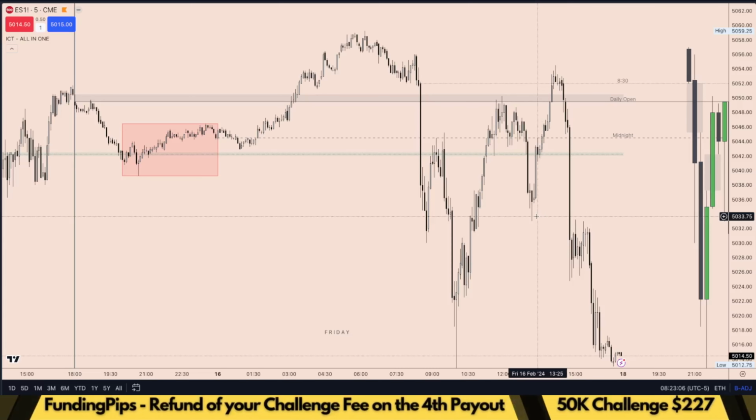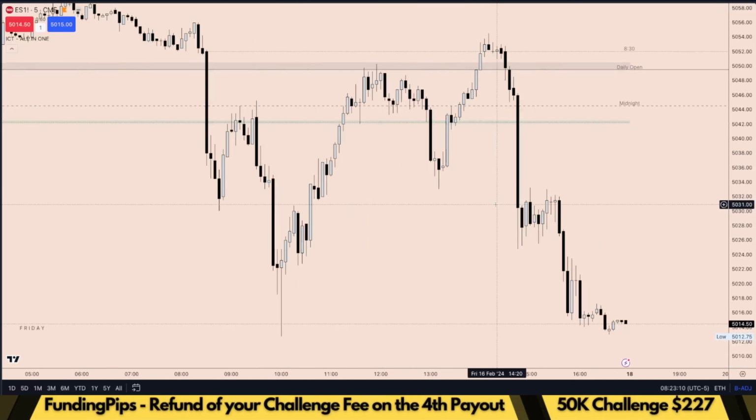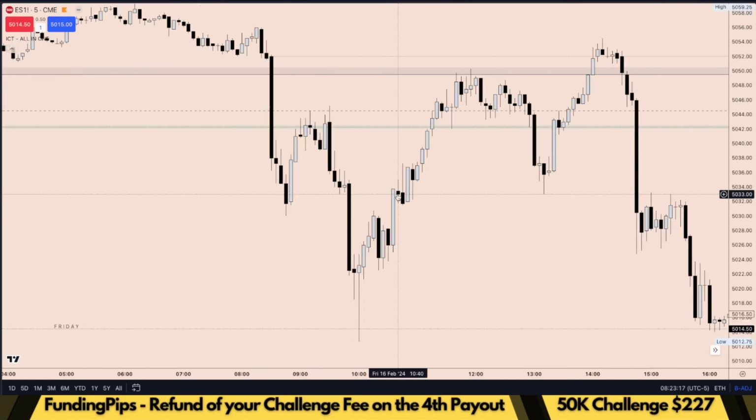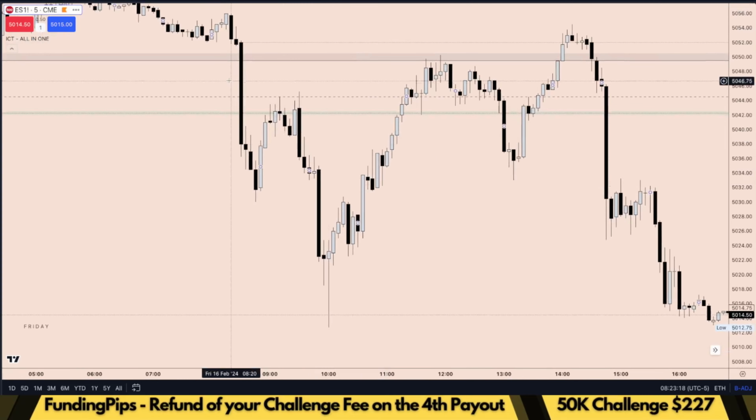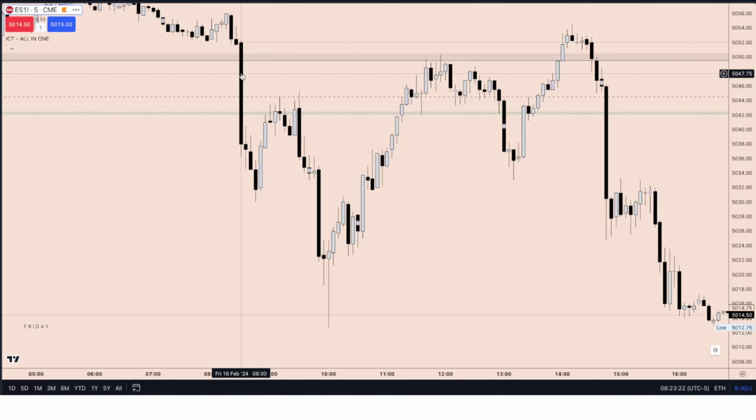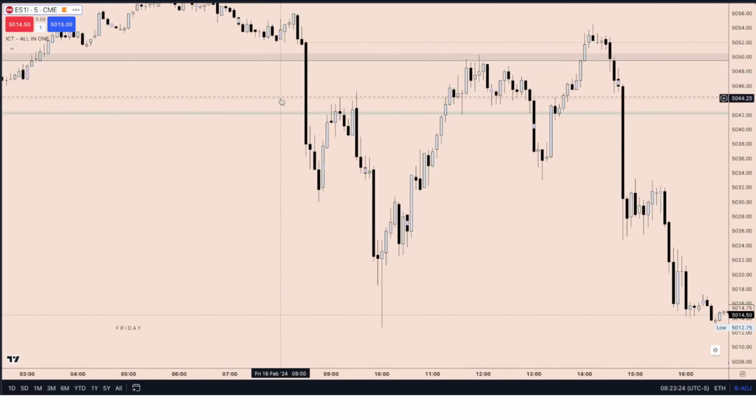So let's take a close look at my favorite PD array at the moment. So what would that be? Well, in my opinion, the inversion fair value gap. And what do I mean by an inversion fair value gap? So we start out, right, 8:30 news. We don't trade the news. We anticipate and see what happens after the news event. So what do we do right here?